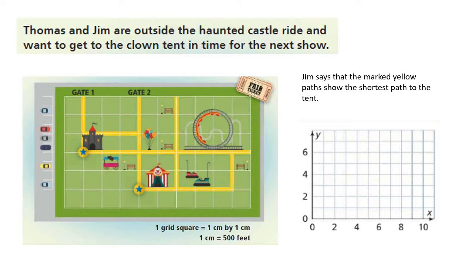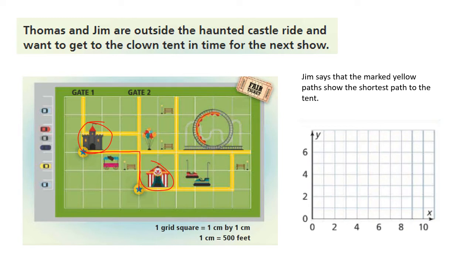So it says Thomas and Jim are outside the haunted castle ride and they want to get to the clown tent in time for the next show. So here is the castle and here is the clown tent. Nice and creepy. Alright, so Jim says that the marked yellow paths show the shortest path to the tent. So he's thinking, okay, I'm gonna go 1, 2, 3, 4, 5, and that's how I'm gonna get to the tent.